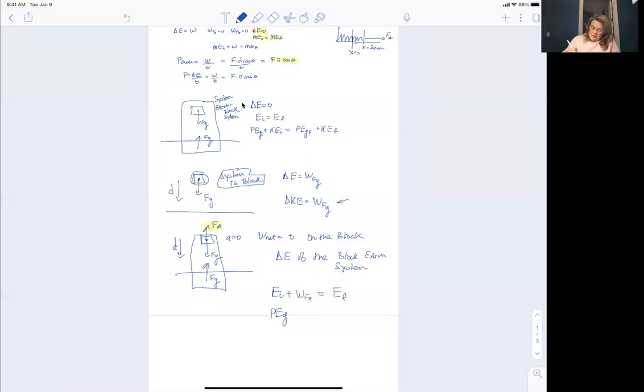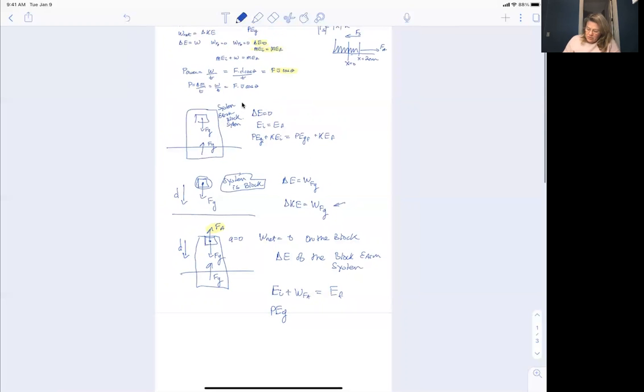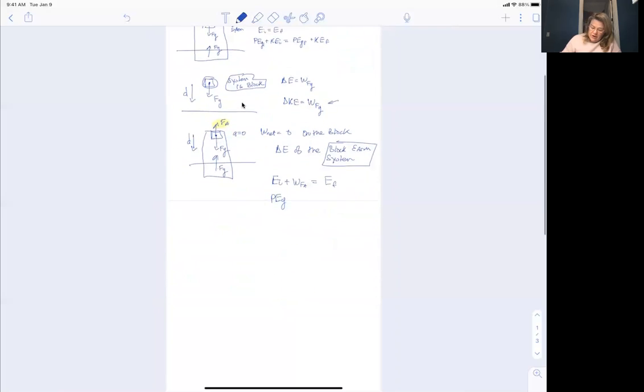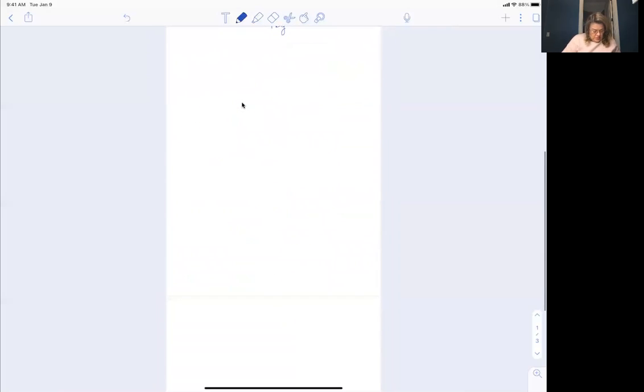So you have to be very careful about what the system is being defined as, and also what the question is asking. So be very, very careful about the question. Okay.